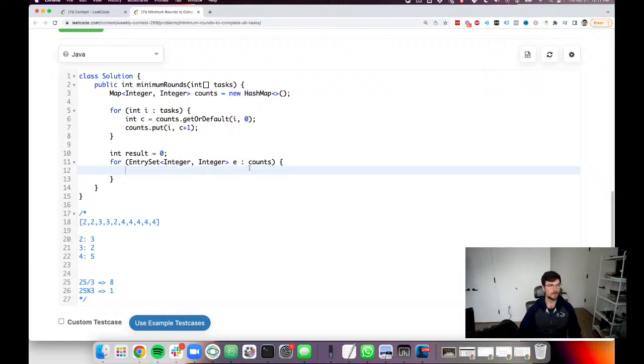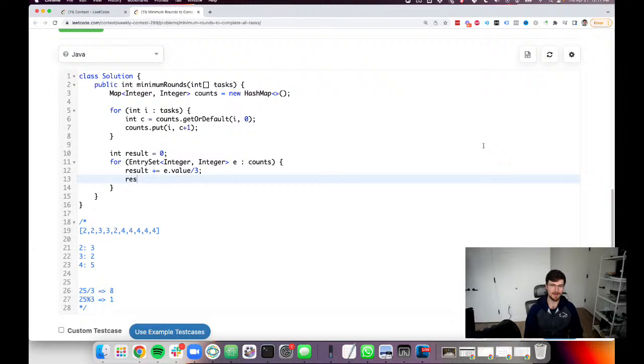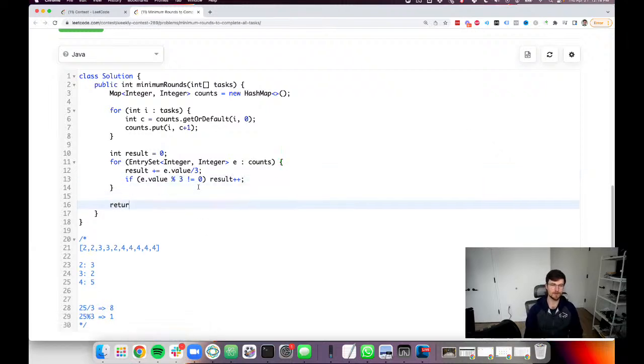the other way. I always forget the actual syntax for this because I don't do this enough. But it's going to be something like result plus equals e dot value divided by 3, and then mod 3 is not equal to 0, result plus plus. Right, it's basically that, and then we return the result at the end.